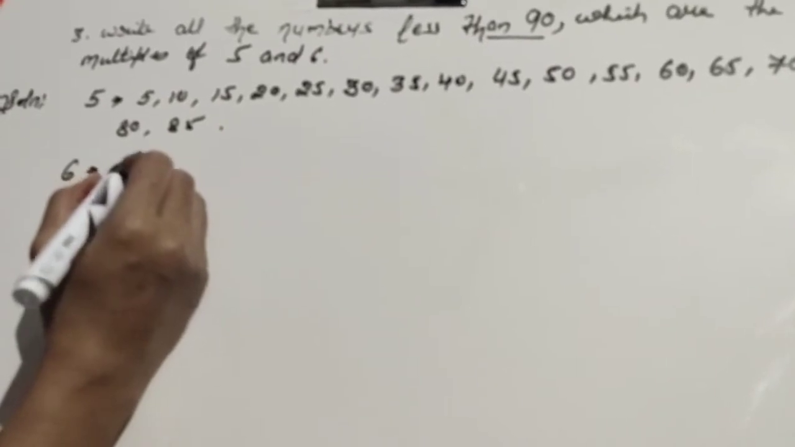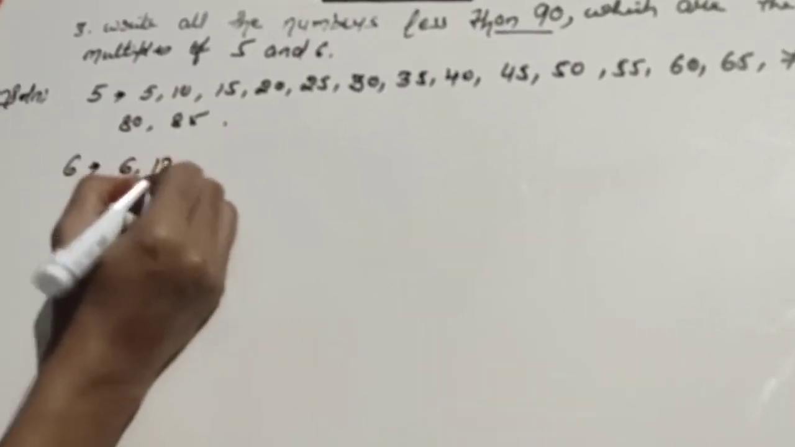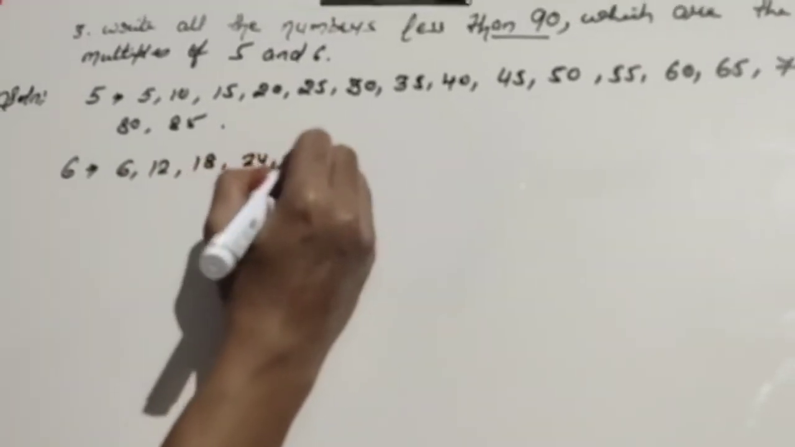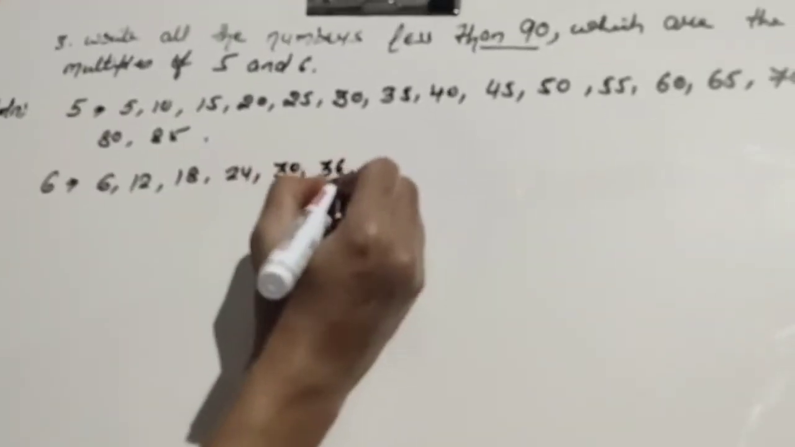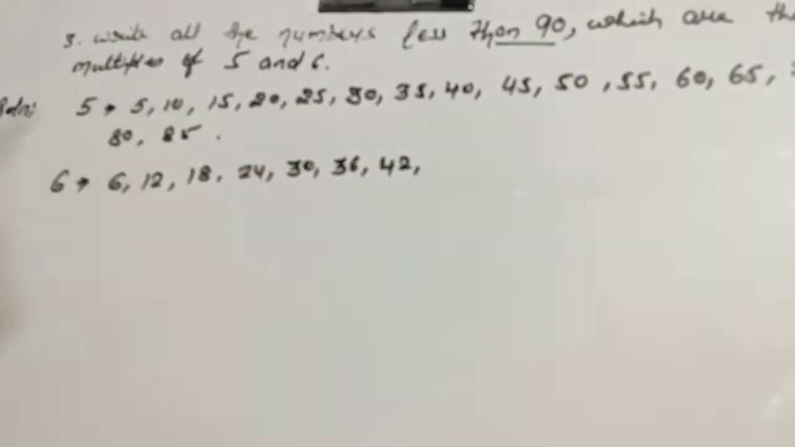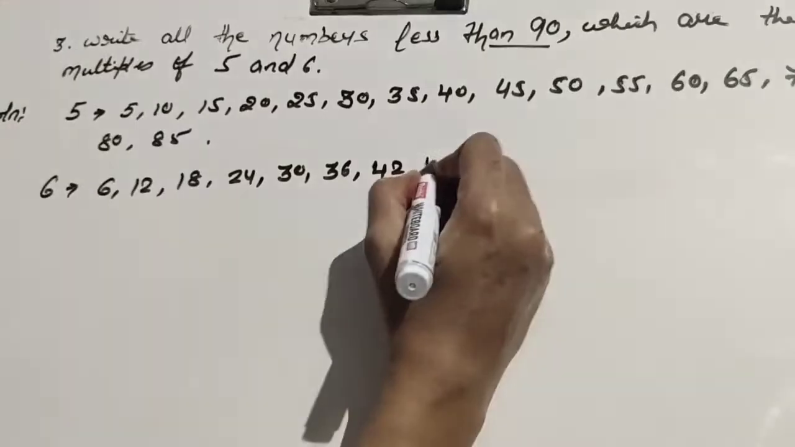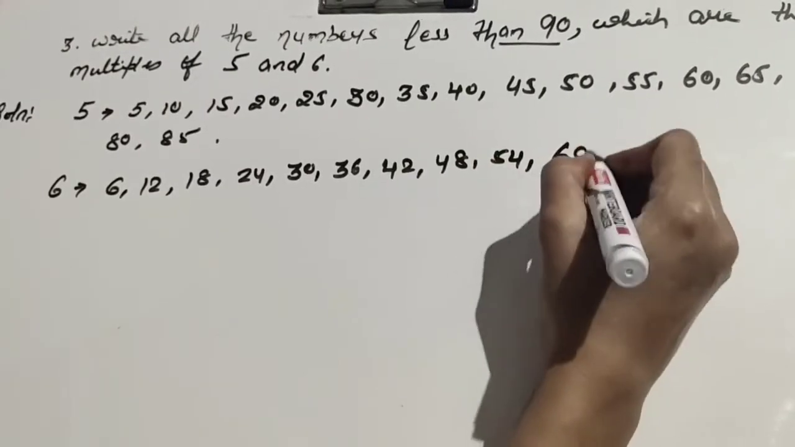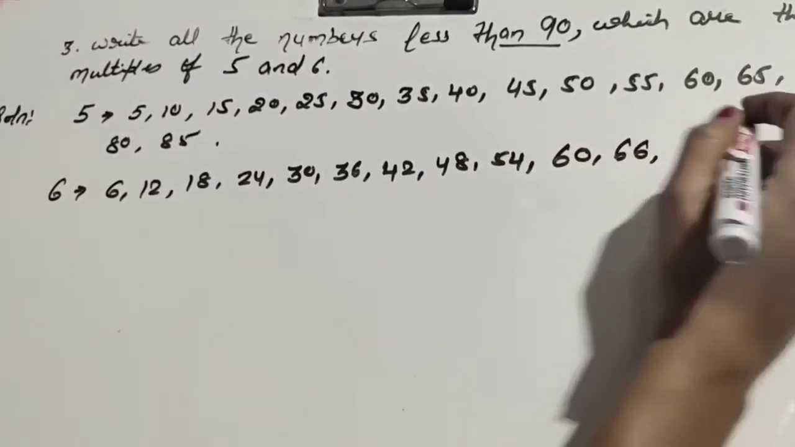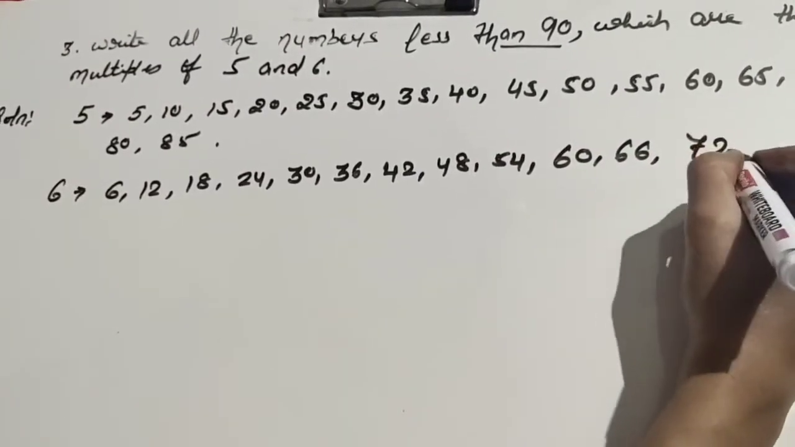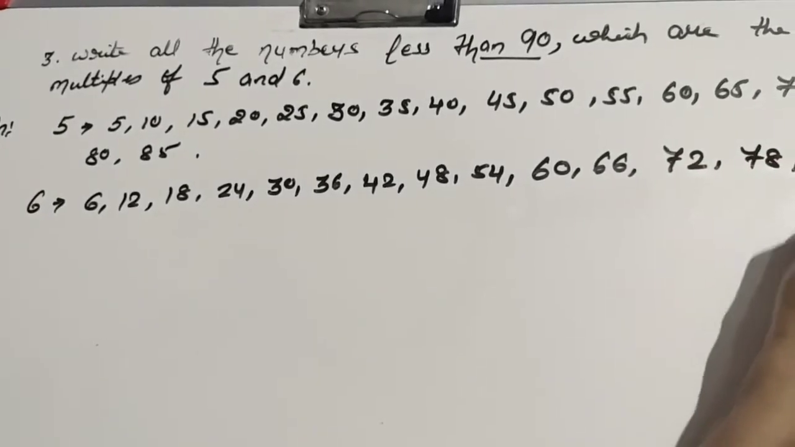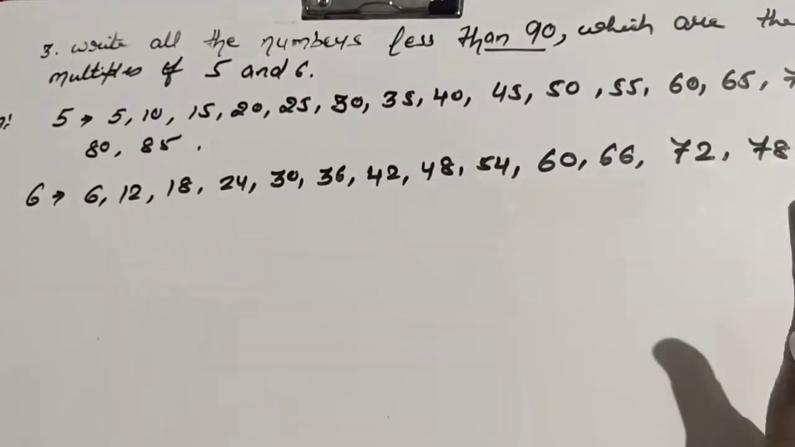6 1 is 6, 6 2 is 12, like this one. 6 3 is 18, 24, 30, 36, 42, 48, 54, 60, 66, 72, 78, 84, up to here, because after that 90 will come.